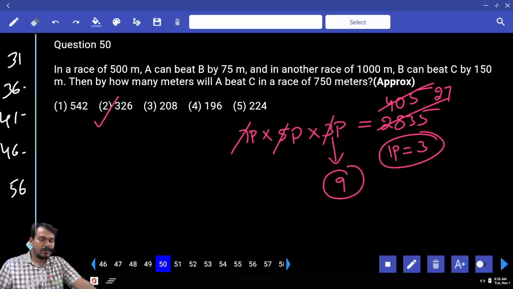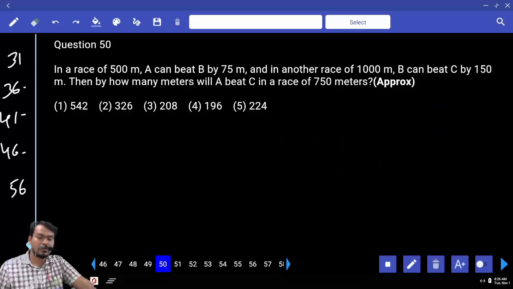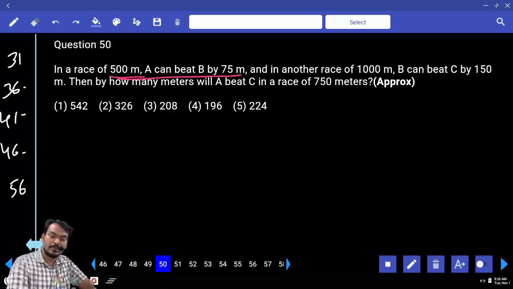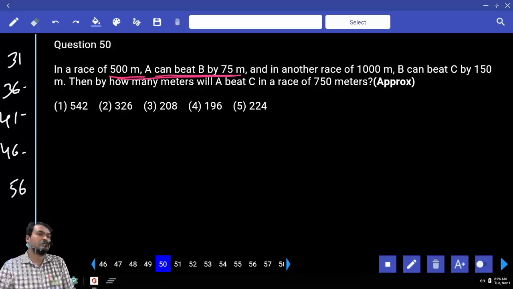Next, question number 50. In a race of 500 meters, A can beat B by 75 meters. In another race of 1000 meters, B can beat C by 150 meters. Then by how many meters will A beat C in a race of 750 meters, approximately? First of all, what is the A and B relation? In a race of 500 meters, A can beat B by 75 meters. Which one travelled 500 meters? A. And B travelled 425.